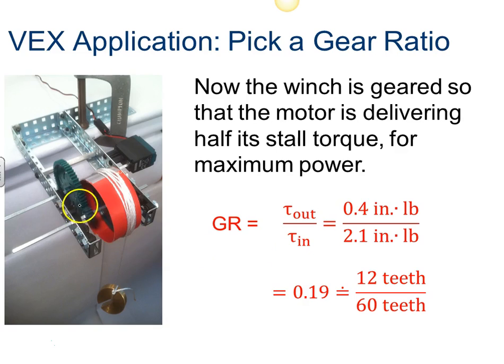If we do that, you can see the gear ratio here. So we've got the 12-tooth gear here, and we've got the 60-tooth gear here. The motor is turning the 60-tooth gear. The 60-tooth gear is then turning the output gear with only 12 teeth. So that gives us an output over input gear ratio of 0.19.